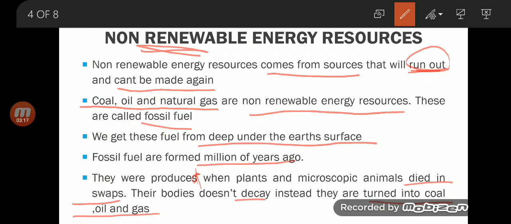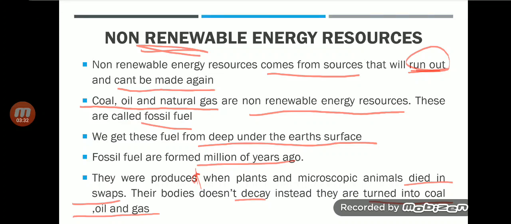They were produced when plants and microscopic animals died and went into the swamps. Instead of decaying, they were converted into coal, oil and gas. Now I will tell you how.